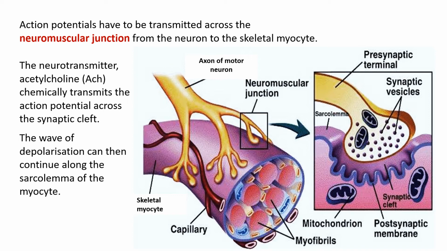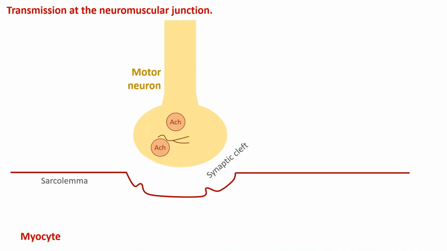The wave of depolarization can then continue in exactly the same way as it did down the neuron. So we've got sodium channels opening, sodium channels closing, potassium channels opening, potassium channels closing, all the way along the sarcolemma, the plasma membrane of our myocyte, once it's been transmitted across the neuromuscular junction. So let's have a closer look at that. Here's our motor neuron coming down. In this case, it will be the lower motor neuron because we're outside of the central nervous system.